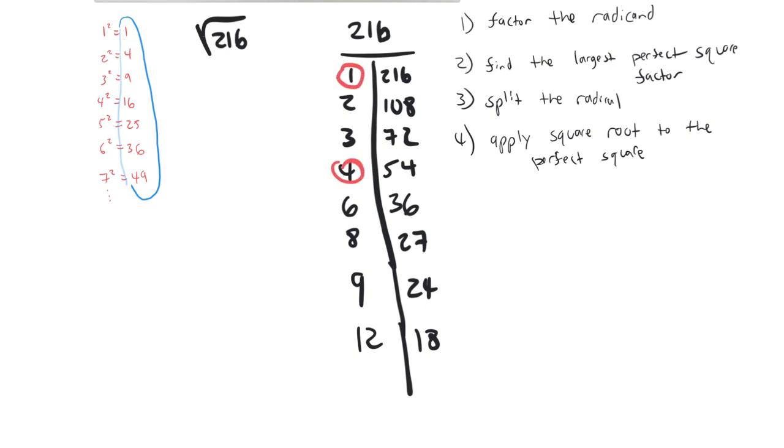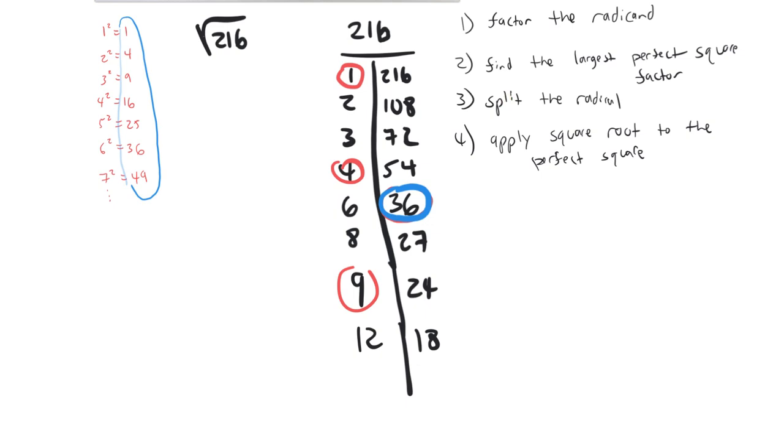Here's one, here's one, here's one. 18, 27. 36 is a perfect square factor. It's right there. These are not perfect squares right here. So it turns out that the largest perfect square factor is this 36 right there.